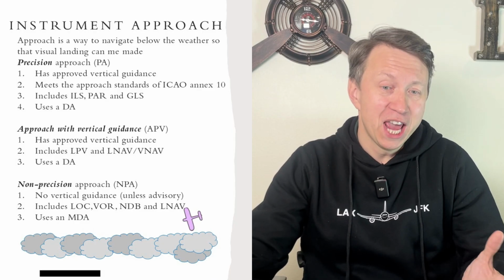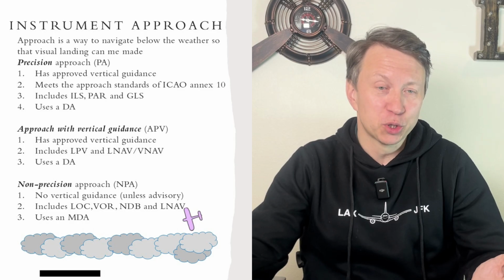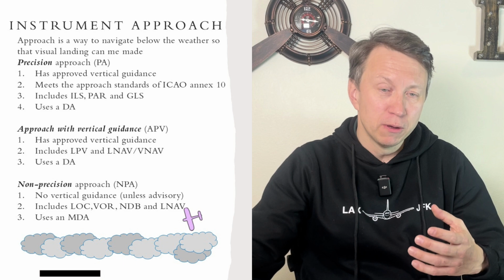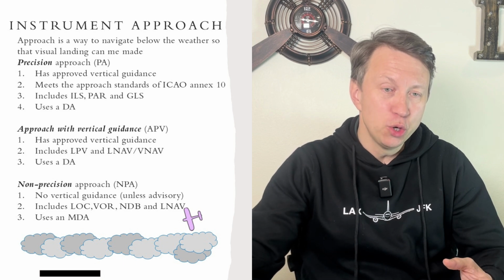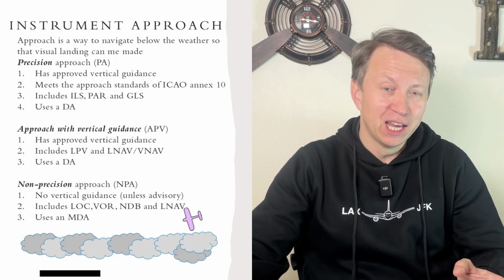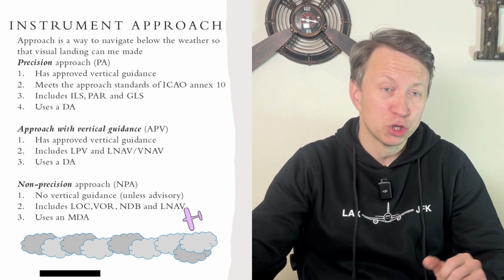First of all, what is an approach? Approach is a way for you to get from en route structure, from you flying above MEAs, get down through the weather to a position where a visual landing can be made. Unless you are in airlines and a Cat 3C approach, you have to be able to make the visual landing at the end of every approach.